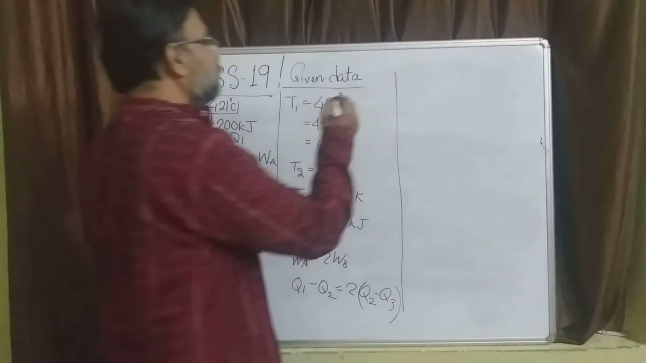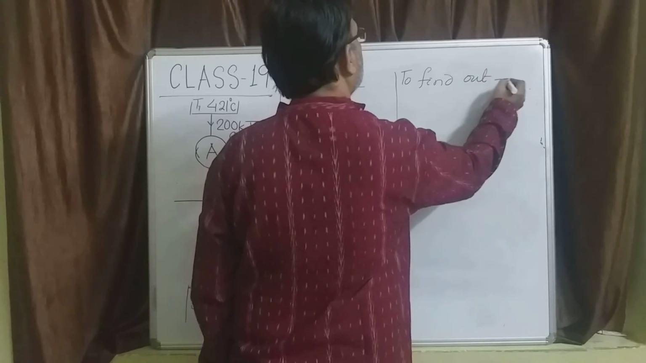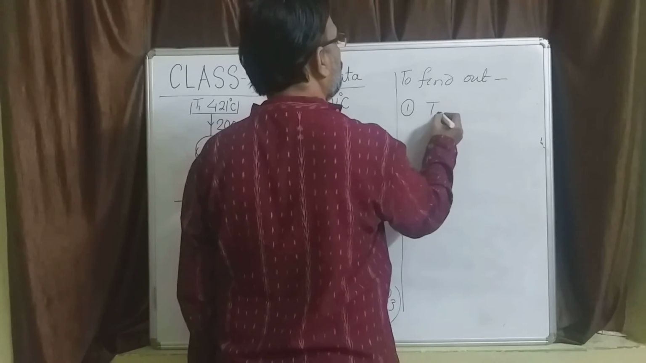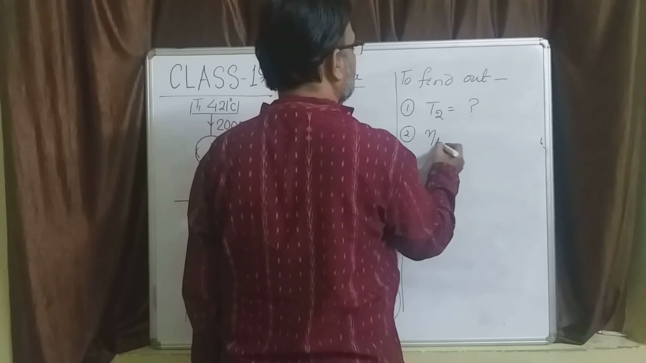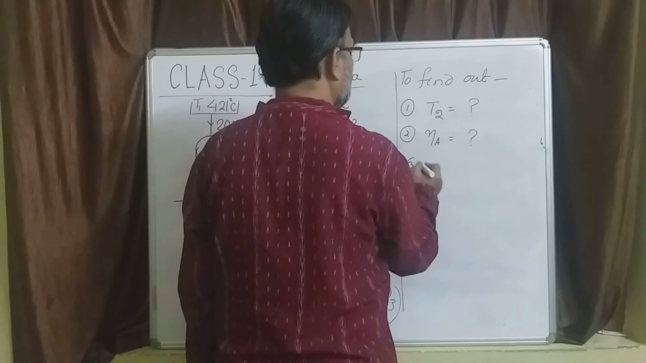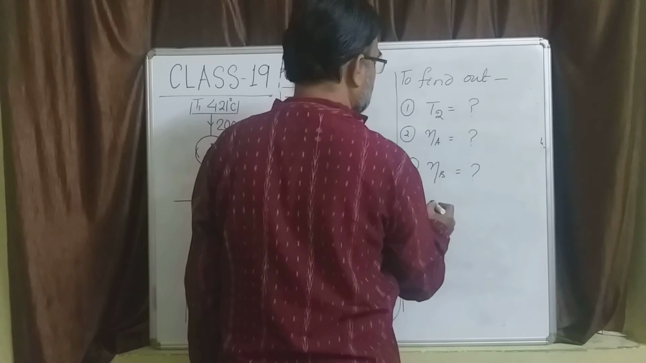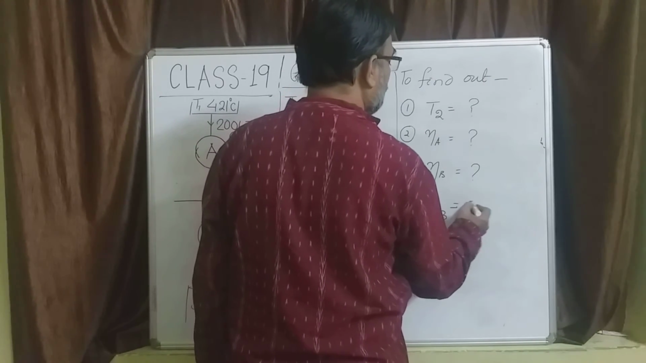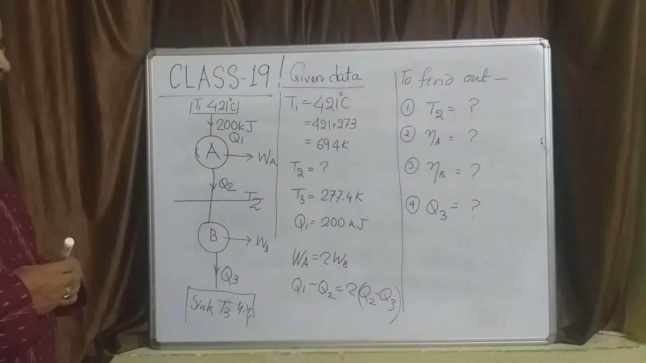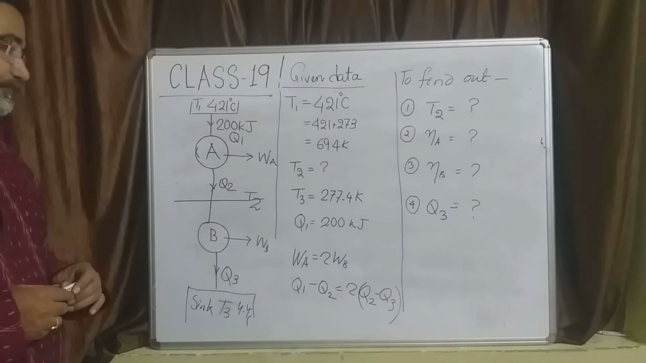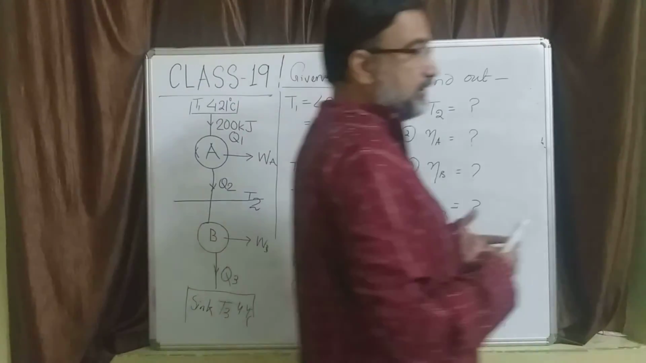What you have to find out? To find out the intermediate temperature. What is the value of T2? Then what is the efficiency of engine A? Then what is the efficiency of engine B? And then what is the heat rejected to the cold sink? So from this information you have to find out how to proceed. Now I am giving you some hint and you can move on in that direction.